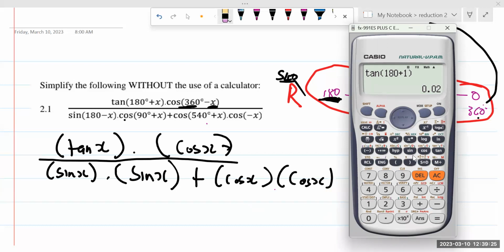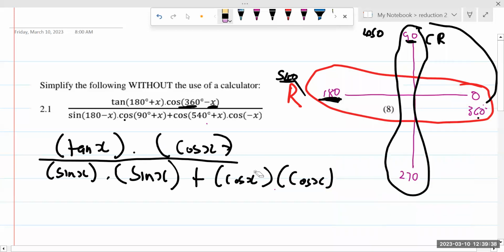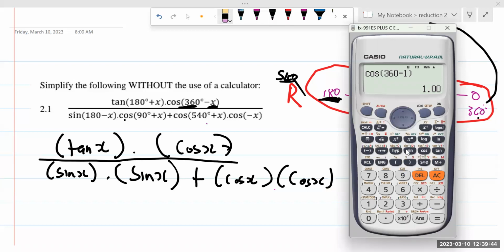What is the next one? The next one we have cos 360 degrees minus 1. What do we get? It's positive. We also don't write anything here. We're going to check this one then. Next. We have sine of 180 degrees minus 1. What do we get? Positive or negative answer? So we don't write anything here. We go to the next one.